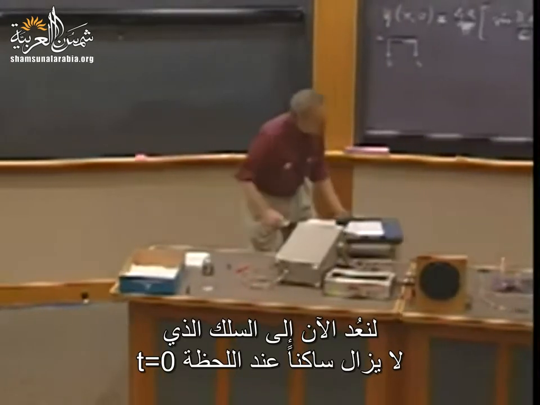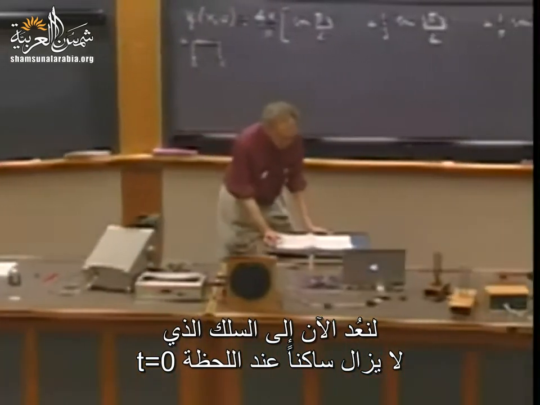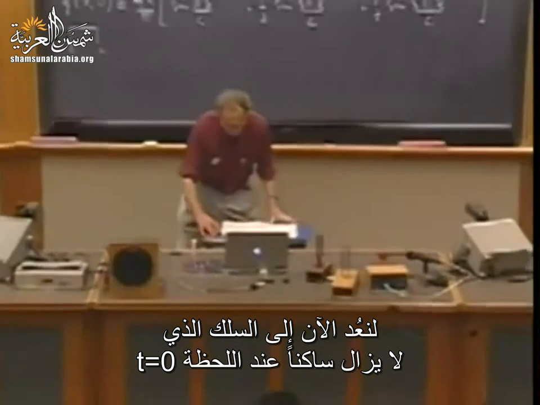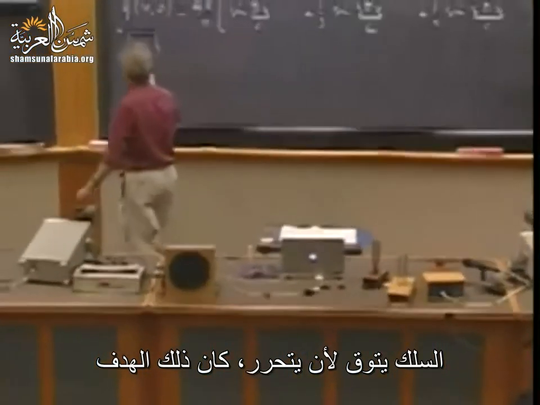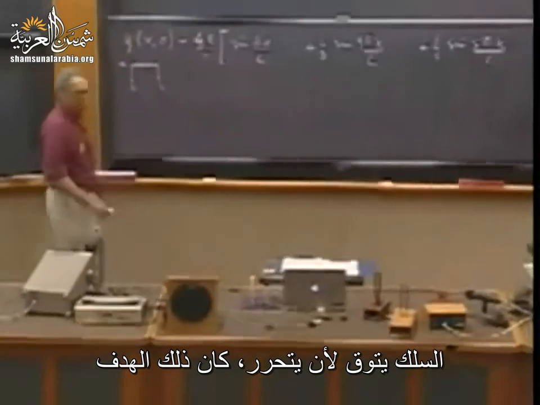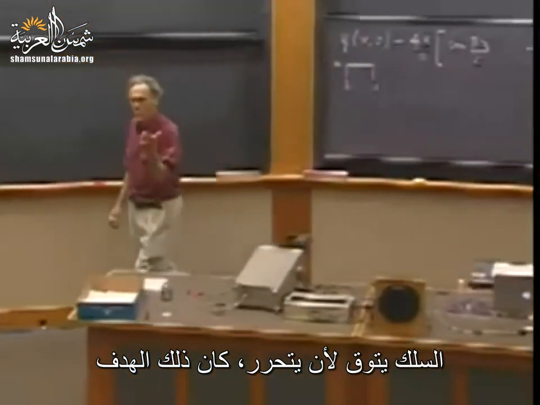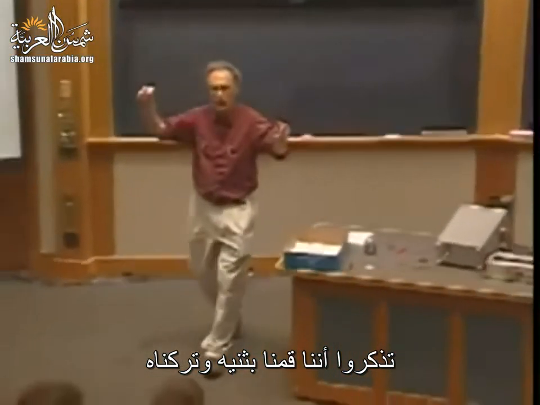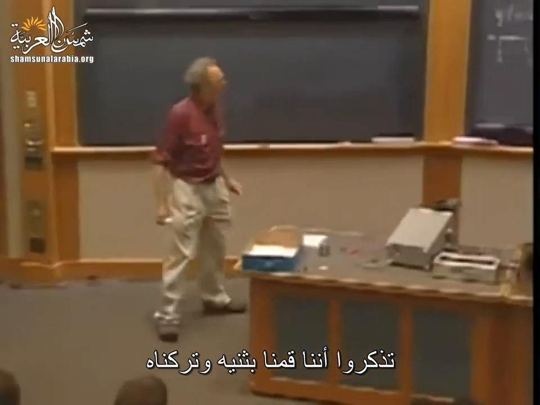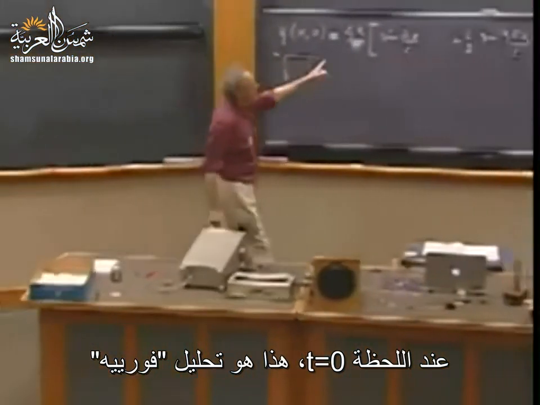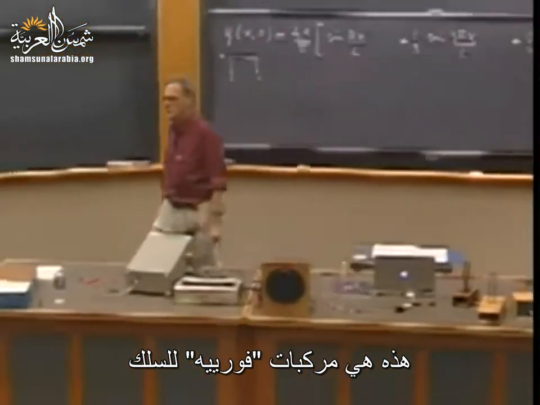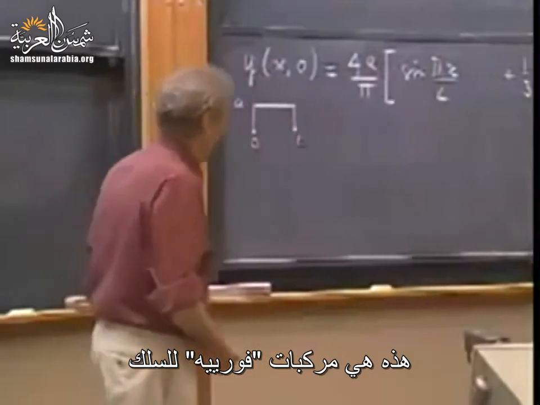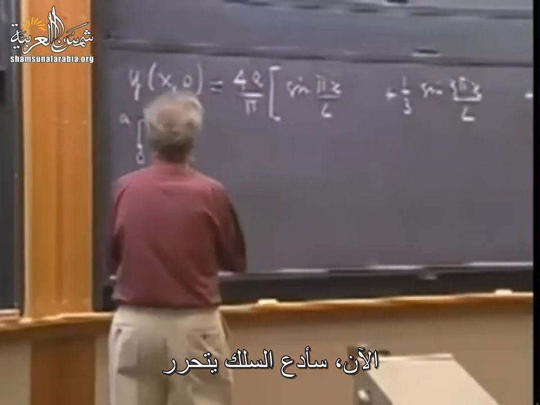So let us now return to our string. Our string is still at t equals 0, still in this position, dying to be released. That was the goal. Remember, we would pluck it and we would let it go. At time t equals 0, this is the Fourier analysis. These are the Fourier components of that string. But now I say, okay, go.